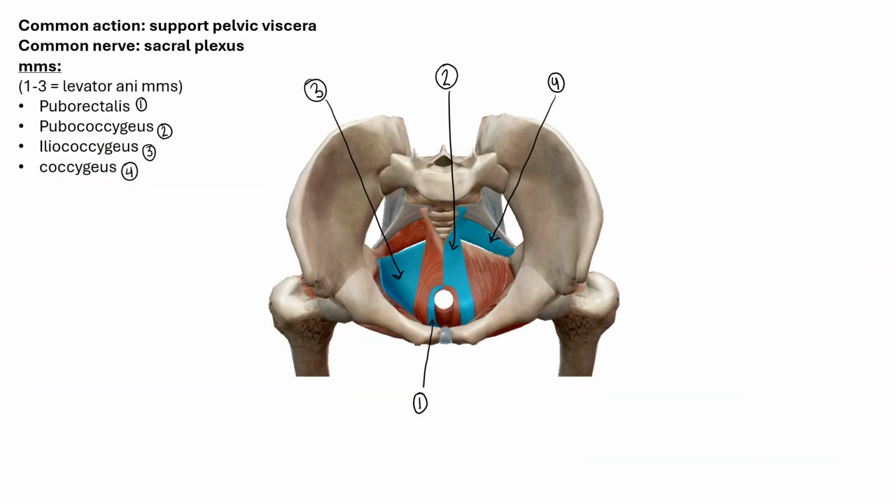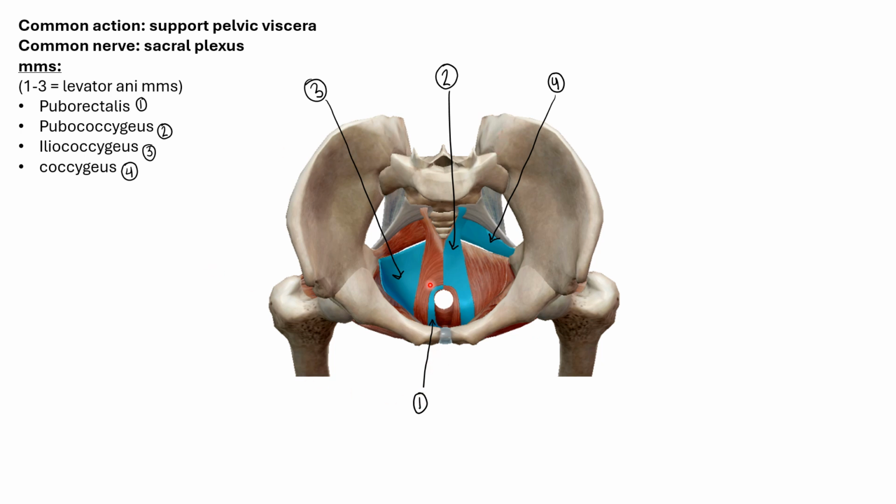All right, lastly, we have our pelvic floor muscles. They work to support our pelvic viscera. 1 through 3 are levator ani muscles working to support the pelvic viscera. The common innervation for all these muscles is the sacral plexus.